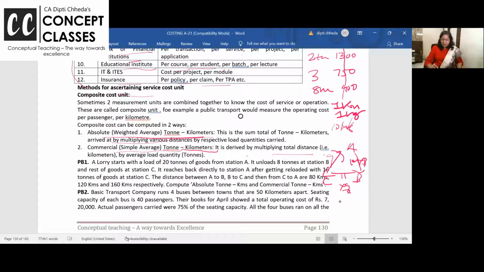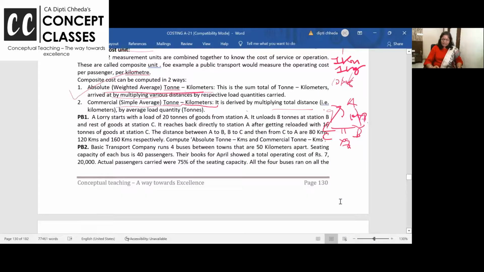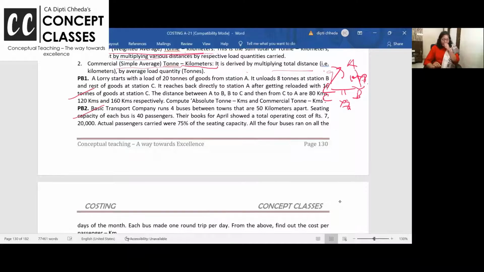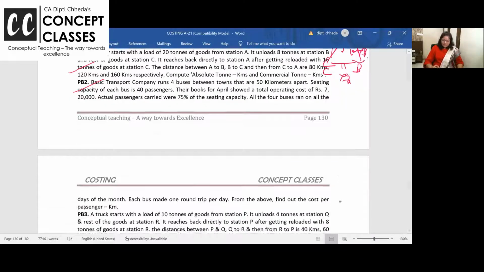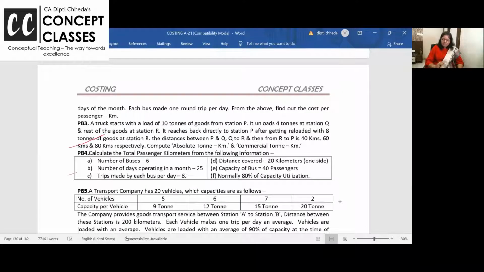Okay, I'll show you how to work this out. Average load is all the 3 kgs divided by 3. Okay, so nothing is given in the exam. Ma'am, shall we take commercial kilometers or absolute kilometers? Absolute kilometers. Multiply ton kilometer, ton kilometer, ton kilometer, then add. Those who have taken the coaching, don't leave these problems. These are like basic problems.